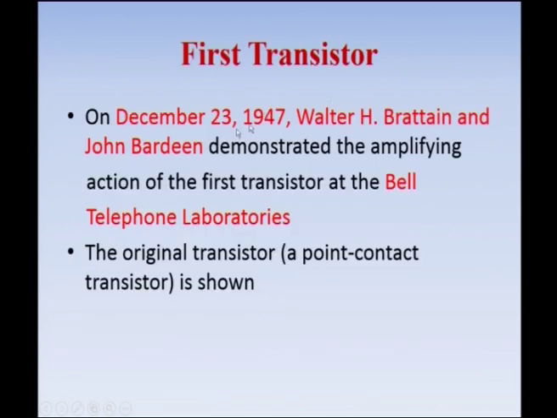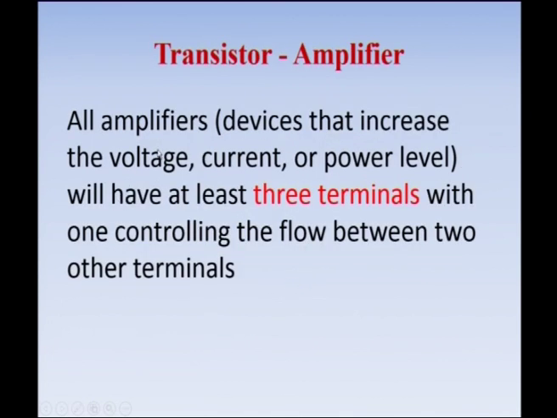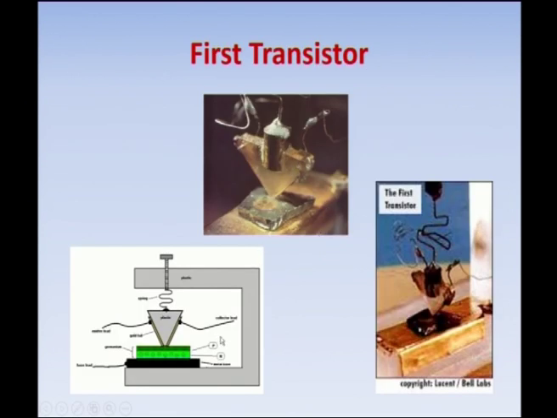The first transistor was introduced on December 23, 1947 by Walter H. Brattain and John Bardeen, and they explained the amplification action of the first transistor at the Bell Telephone Laboratories. All amplifiers will have at least 3 terminals, with one controlling the flow between the other 2 terminals. So, this is the picture of the first transistor.